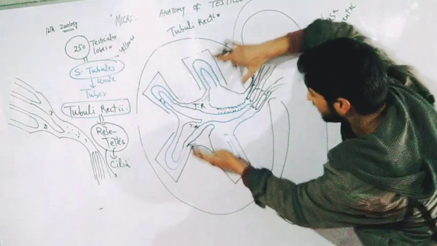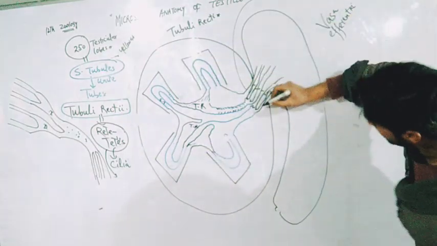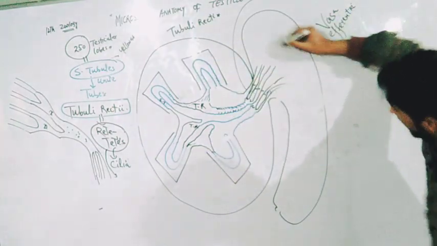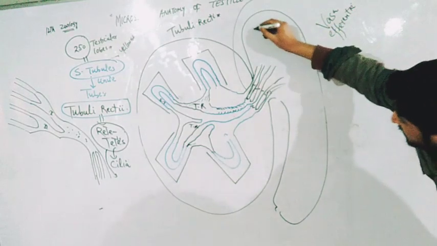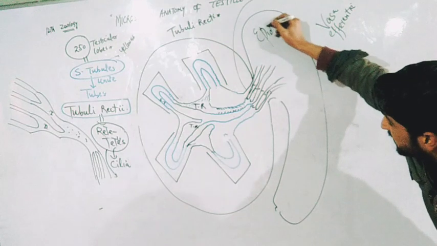These tubes leave the testicle and enter into this structure. This structure is known as epididymis.